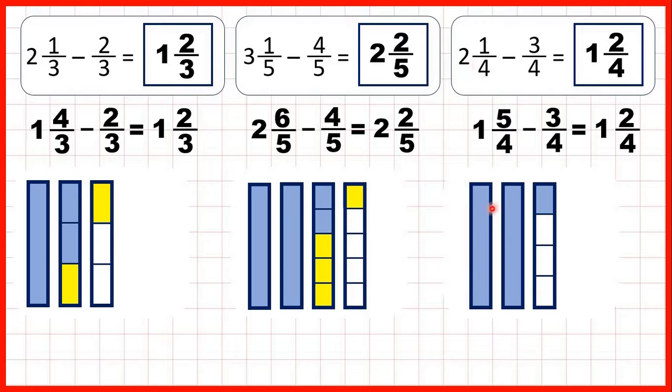Finally, we had 2 and 1/4, but we needed to take 3/4 away. We changed one of our wholes into quarters, and that meant we had 4 more quarters, so we could add the denominator to the numerator. That gave us 1 whole and 5/4, and you can see that we have 5/4 here because each of these pieces is 1/4, and we have 1, 2, 3, 4, 5 of them. So then we could subtract 1, 2, 3 of those quarters to leave us with 1 whole and 2/4 of this fraction bar shaded blue. So that's 1 and 2/4.